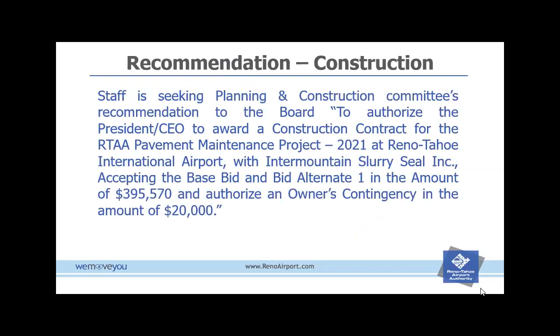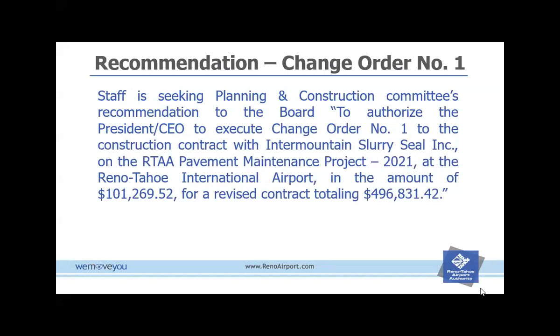So with that, staff is seeking the Planning and Construction Committee's recommendation to the board to authorize the President and CEO to award the construction contract for the RTA Pavement Maintenance Project 2021 at Reno Tahoe International Airport with Intermountain Slurry Seal, Inc., accepting the base bid and bid alternate 1 in the amount of $395,570 and authorize an owner's contingency of $20,000, along with authorizing change order number 1 in the amount of $101,269.52, bringing up the contract total to $496,831.42.